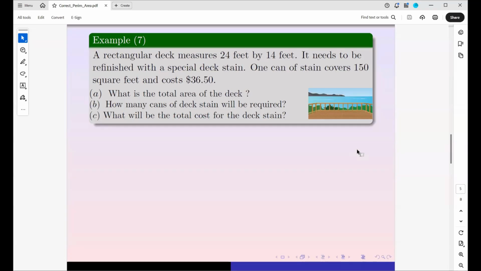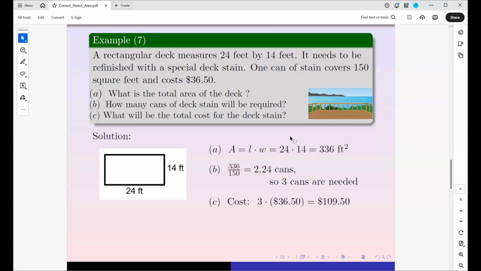Example 7. A rectangular deck measured 24 feet by 14. It needs to be refurnished with a special deck stain. 1 can of stain covers 150 square feet and costs $36.50. What is the total area of the deck? How many cans of deck stain will be required? And what will be the total cost for the deck stain? So let's see the solution.